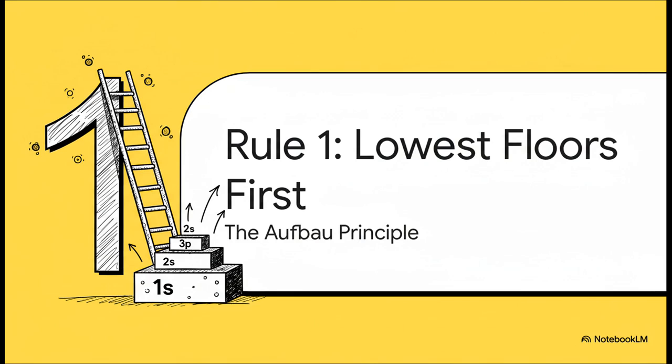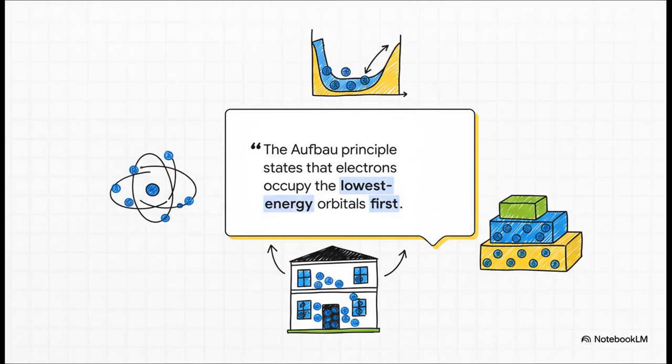Okay, let's dive right in with our very first rule, and honestly, this one is the most intuitive. It's called the Aufbau principle, and it's really all about starting from the ground floor and working your way up. So, the official definition sounds a bit formal, but in our house analogy, it's just the lowest floor's first rule. See, electrons are kind of lazy. They want to be in the most stable, lowest energy state possible, and that means filling up the orbitals closest to the nucleus before even thinking about moving to the higher levels.